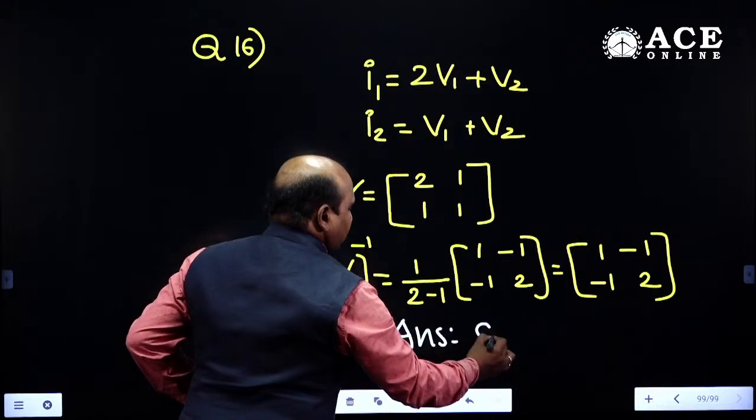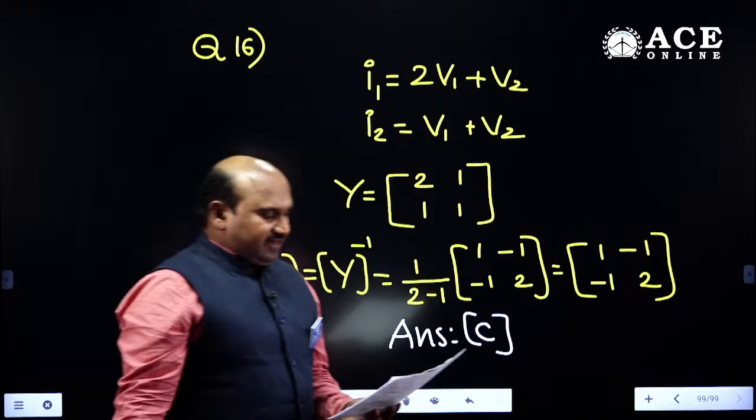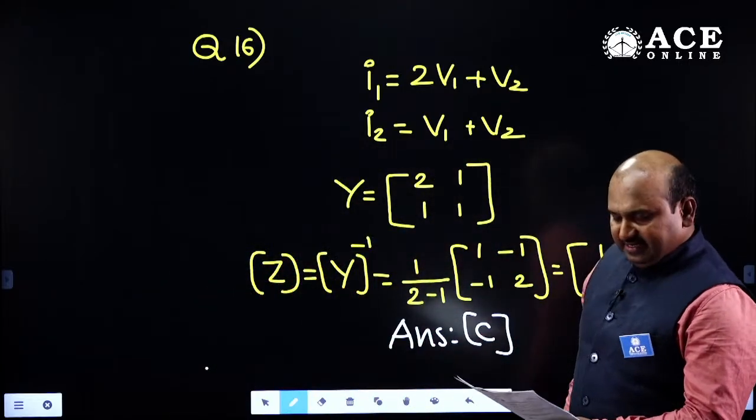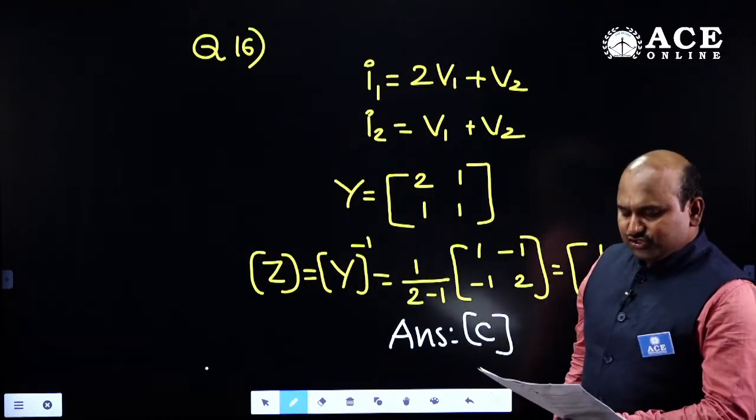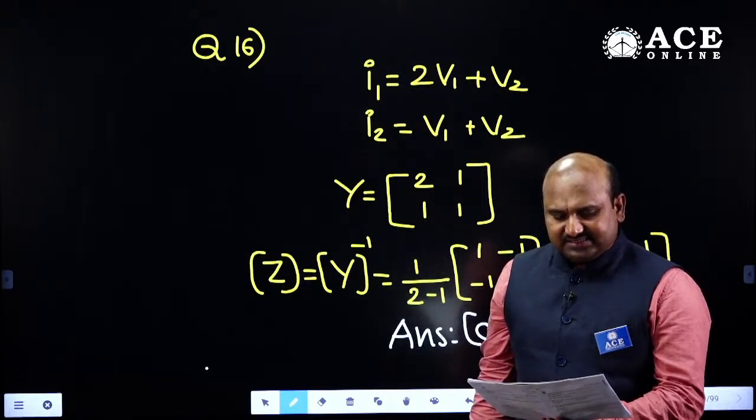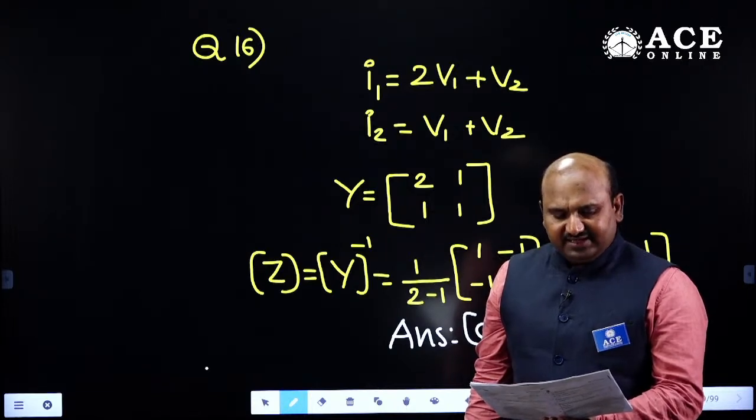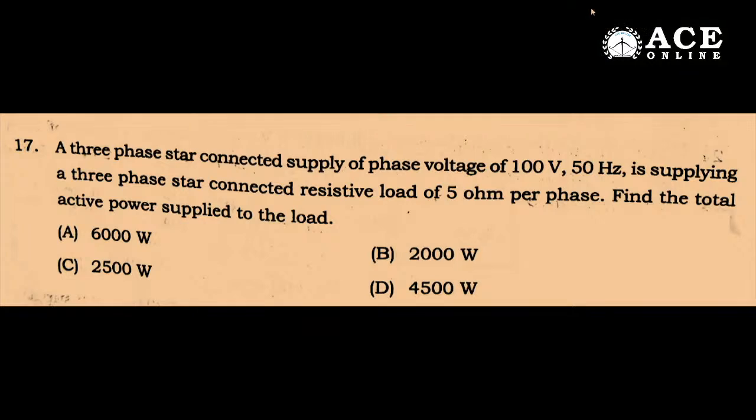Is C. Okay. Is it clear? Right. Take the next example, question number 17. See question number 17 on the screen. The question is: a three-phase star connected supply of phase voltage of 100 volts, 50 hertz is supplying a three-phase star connected resistive load of 5 ohms per phase. Find the total active power supplied to the load.